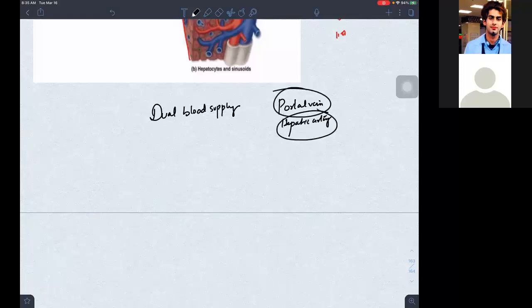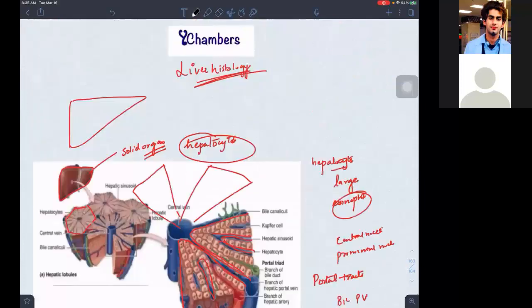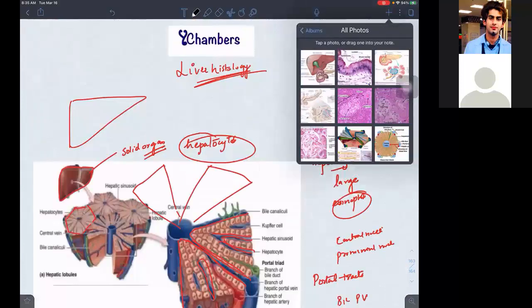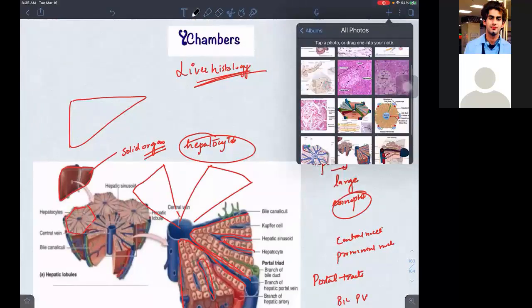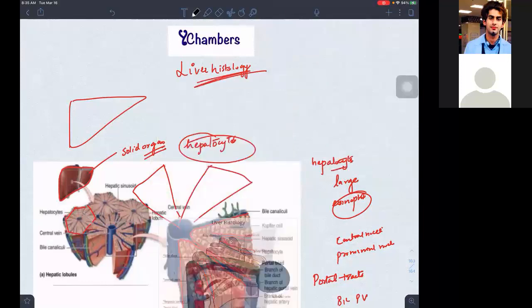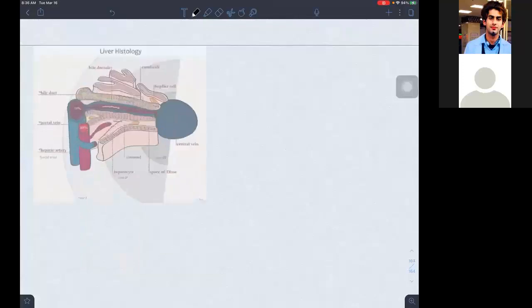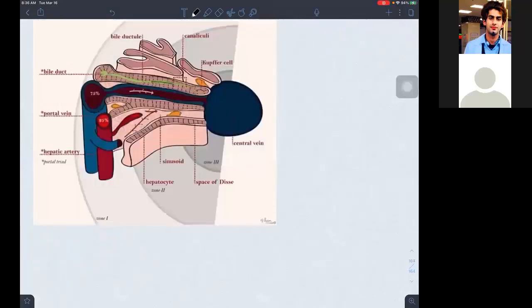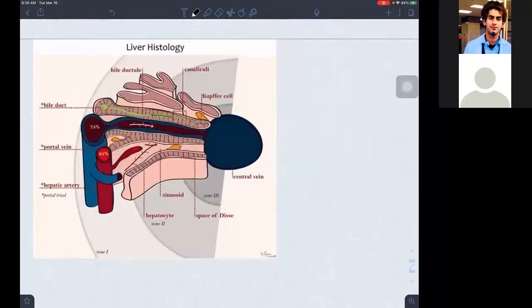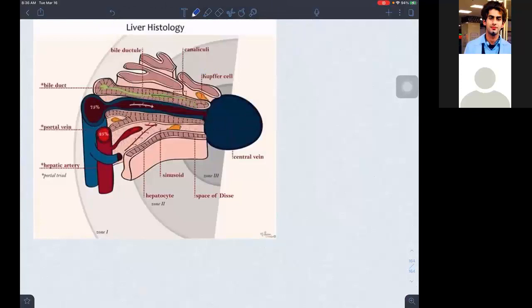So I'll be discussing how it has a dual blood supply. Okay, let me show you, if I have an image. So guys, if we see this image, just don't look at anything else. Whatever I'm showing, just look there, otherwise you'll get confused. First look at this. I will be explaining everything in the diagram.